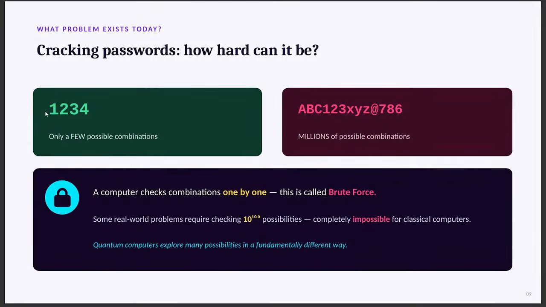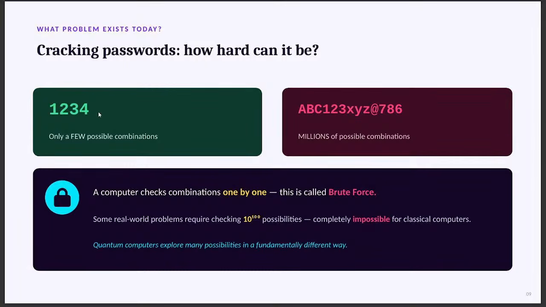Now, if I run an algorithm and ask it to crack this password, it may be simple. It may not take much time, many epochs. But now imagine this ABC 123 XYZ at the rate 786. I wanted to guess these possibilities. It is impossible, right? A classical computer checks one password after another.